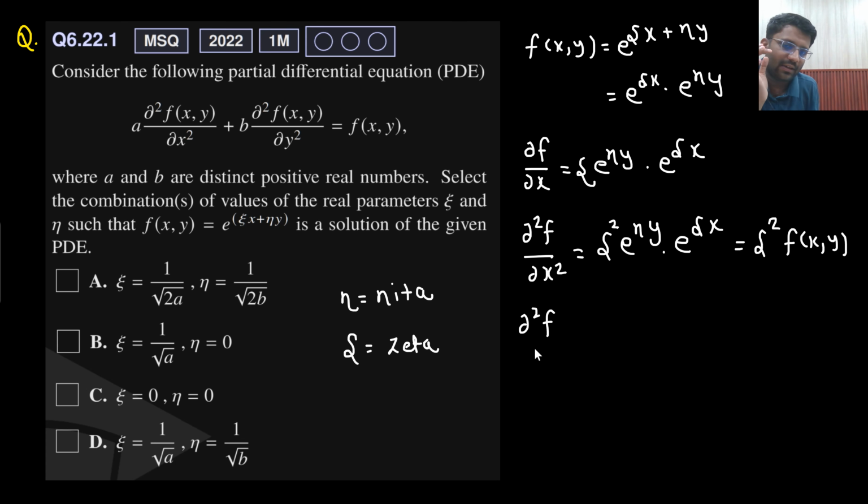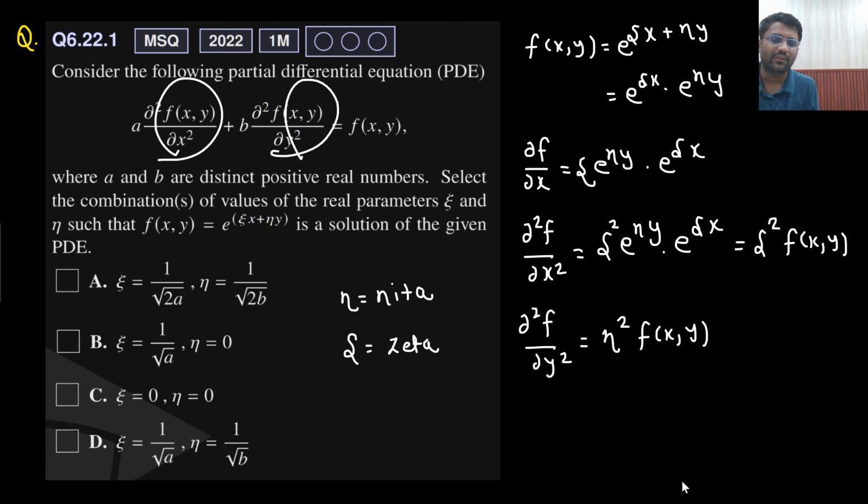Similarly, can you calculate this thing? Yes sir, here e to the power zeta x will be treated as constant. So first eta will come out, then again eta will come out. Partial differentiation of e to the power eta y you need to do. So eta will come out, then again eta will come out. So eta square will come out. So it will come out to be equal to eta square f of x, y. Say yes or no. So sir, this thing we have calculated, this thing we have calculated.